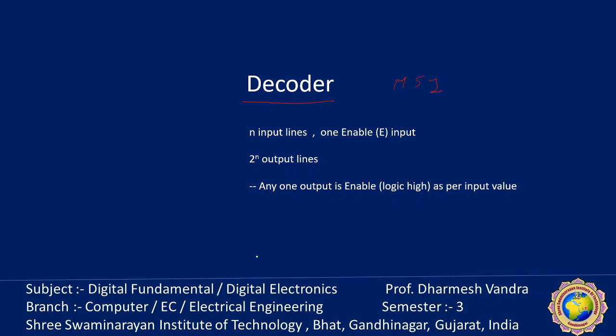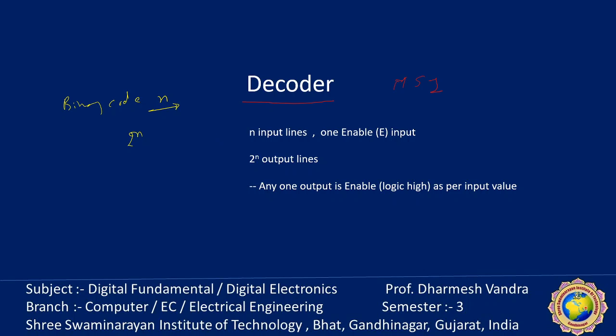Discrete quantities of information are represented in digital systems with binary codes. A binary code of n bits is capable of representing up to 2 raised to n distinct elements of coded information.